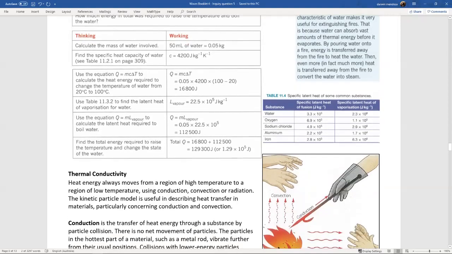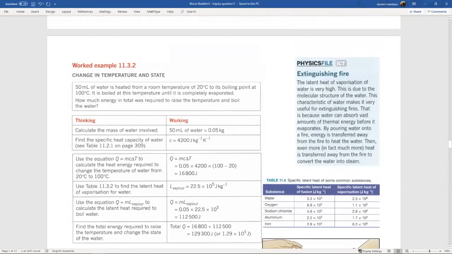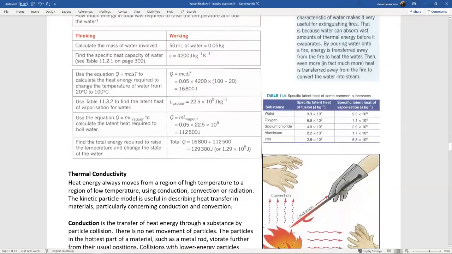And now I have to tally up all the energy together, which is what I do here. And what I end up finding is my final total energy. It takes me all this amount of energy, sorry, it wasn't a block of ice, to heat this water all the way up to 100 degrees and then boil it completely off. That's the amount of energy, joules. Okay, let's move on.